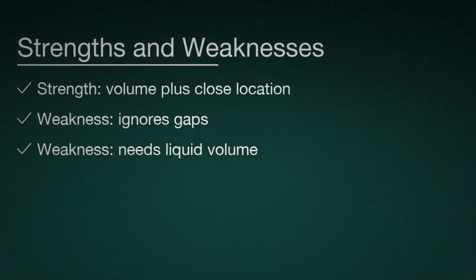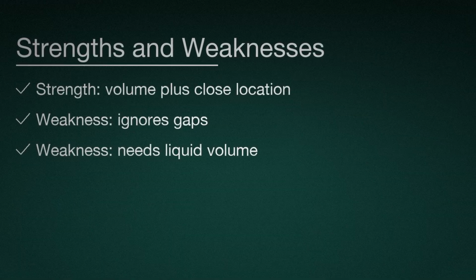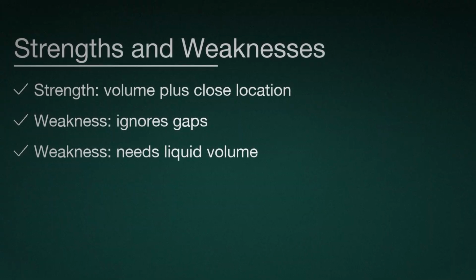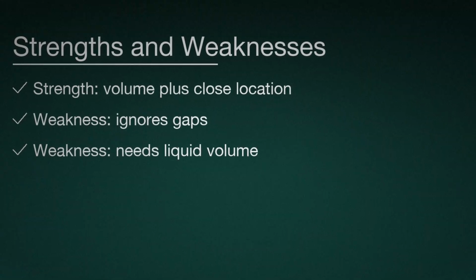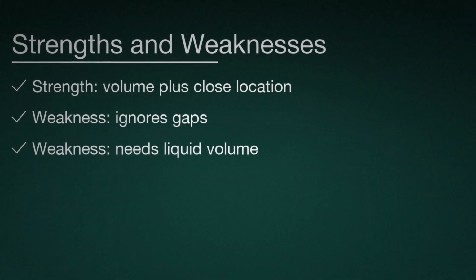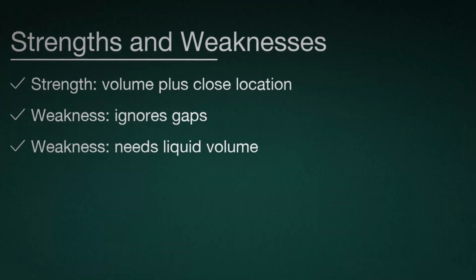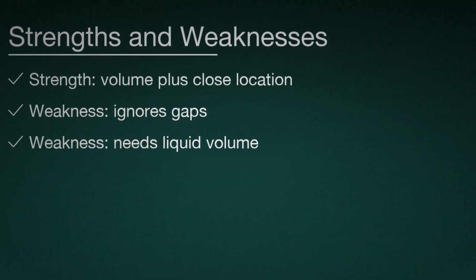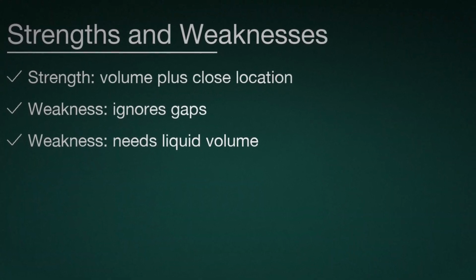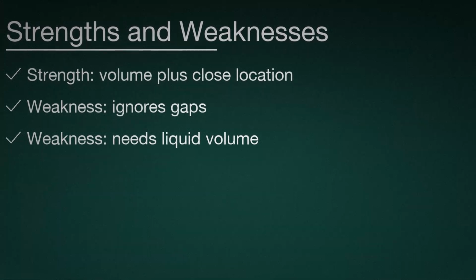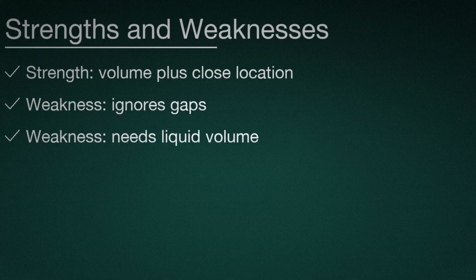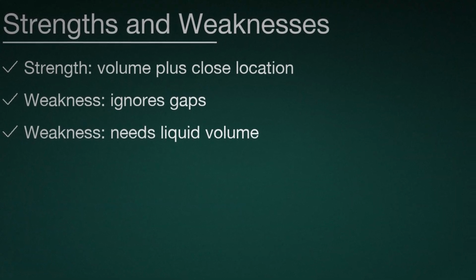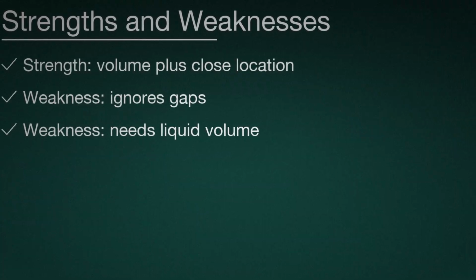Strengths first. The A/D line incorporates both volume and the closing location, giving you a richer picture than price or volume alone. It's excellent for divergence work and confirming breakouts. Now the warts. It ignores gaps entirely because the formula is bound to each bar's own range, so a stock that gaps down and closes at the high of the day actually adds to accumulation, which can be misleading. It also lags during sharp regime changes, and on illiquid names the volume input is noisy and unreliable.